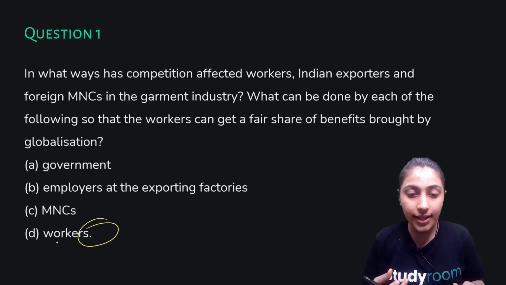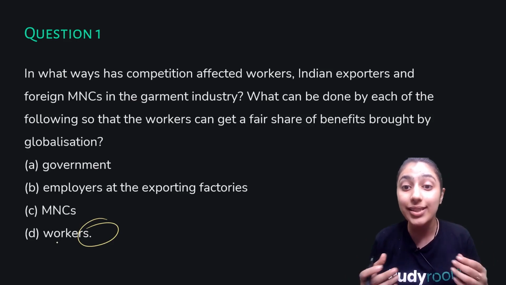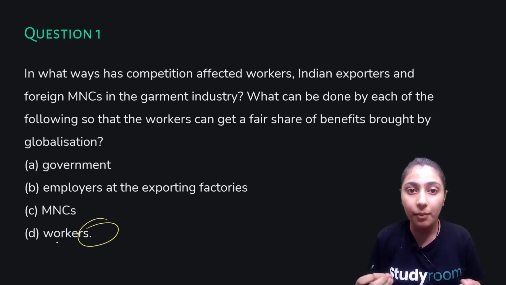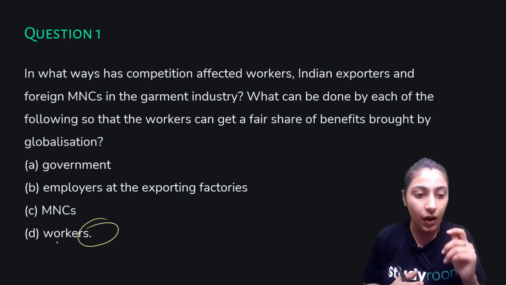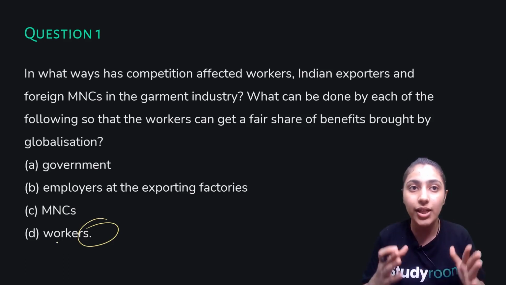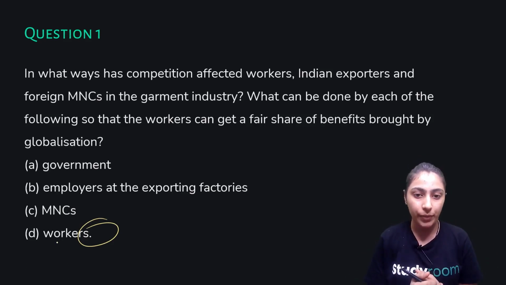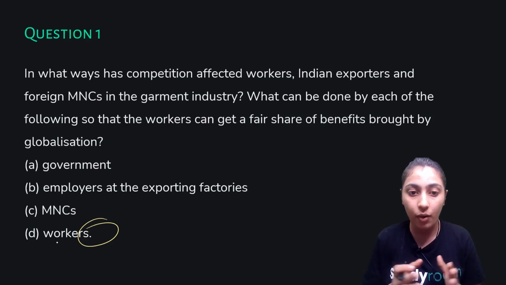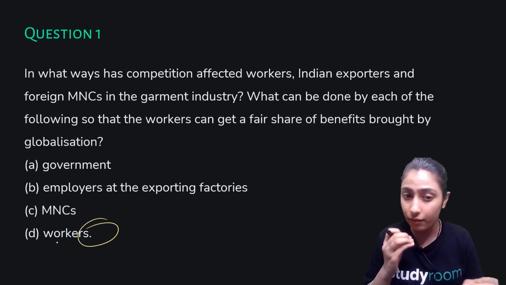Now, employers at exporting factories, what they can do is invest in new technology, which will help them bring down their own cost of production. Now, what government can do is get rules and regulations implemented for free and fair globalization. So this was how it will be in favor of all four of them, you can say.